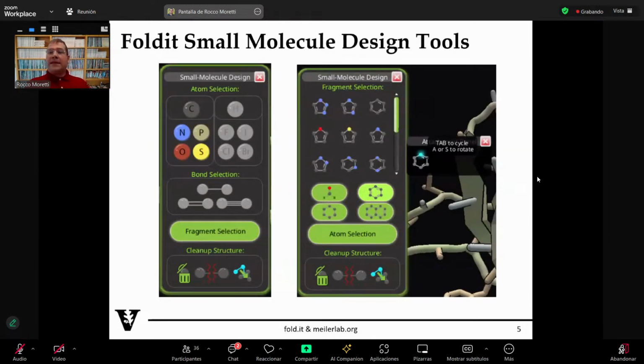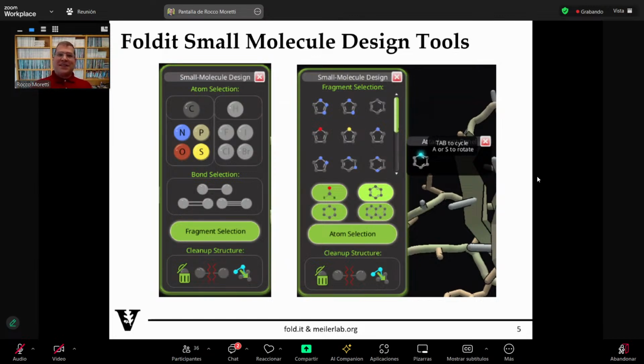And one of the main ways they explore chemical space is by these 3D modeling tools. So we have a small molecule design panel, which allows players to add additional atoms, add additional bonds, to delete atoms, to change bonds. And we also allow them to add various fragments, such as aromatic rings and other functional groups. So this allows for free design of the small molecule.